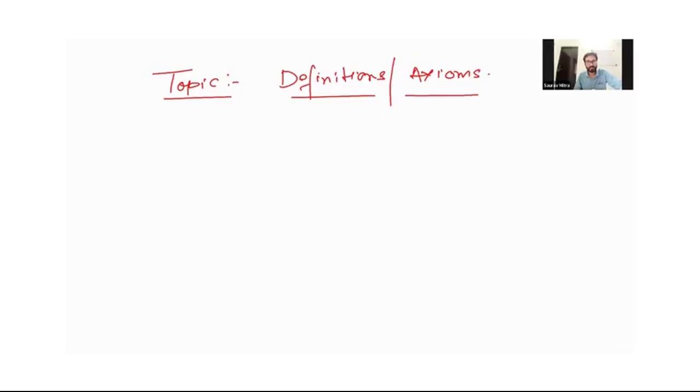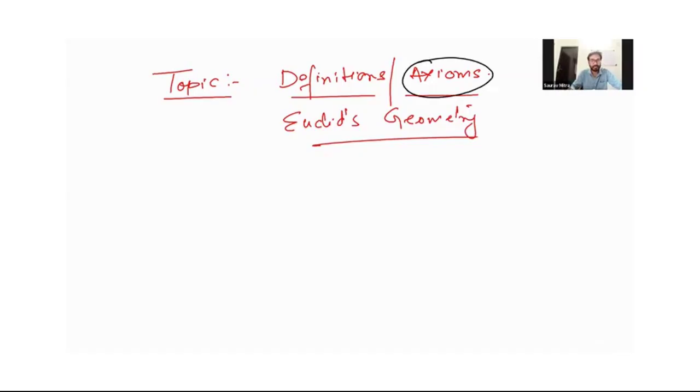Today's topic for the session is definition and axioms from your Euclid's geometry chapter. So we will discuss these axioms from Euclid's geometry of your class 9th. Okay, so let's start the session. First of all, we should be aware of that word definition. What is axioms? What is axioms?